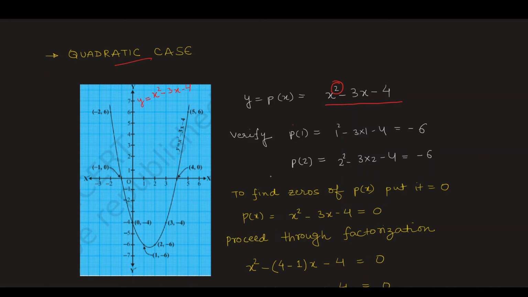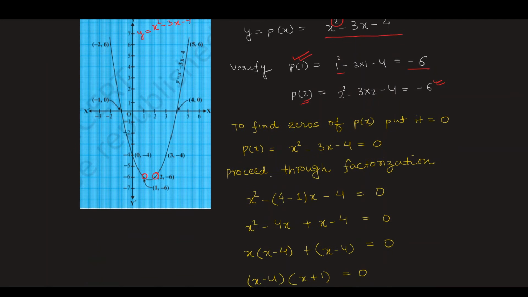So first verify at x is equal to 1, its value is coming out to be -6, and at x is equal to 2, its value is again coming out to be -6. Where are these points in this graph? These are x is equal to 1 here and x is equal to 2 here. So this graph is correct.